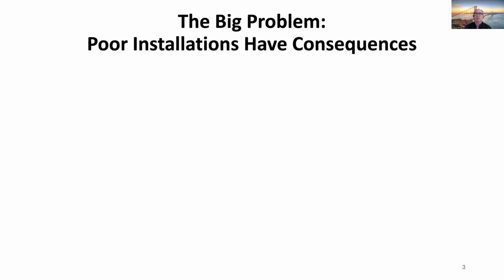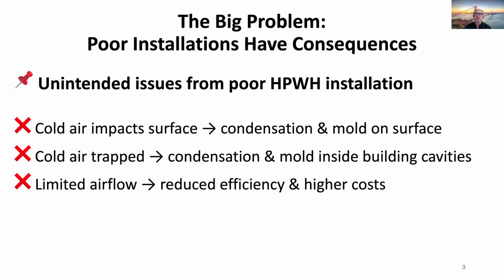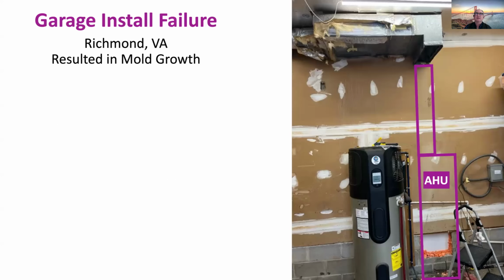Here's the big problem. Poor installations have consequences. There are unintended issues from poor heat pump water heater installations. Cold air impacts the surfaces, and condensation and mold grow on the surface. Cold air is trapped in a room, causing condensation and mold inside the building cavities. Limited airflow reduces efficiency and leads to higher cost. Let's look at some case studies.